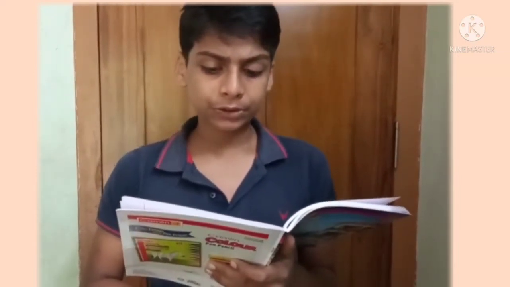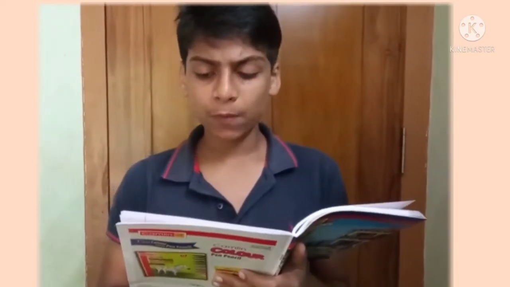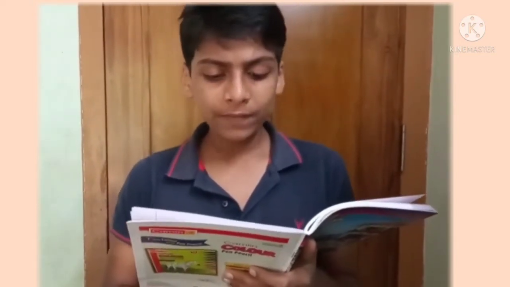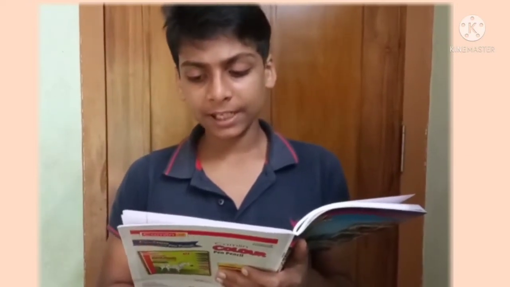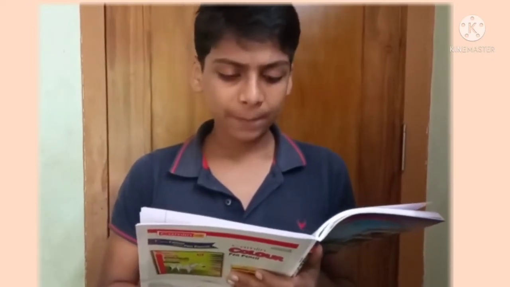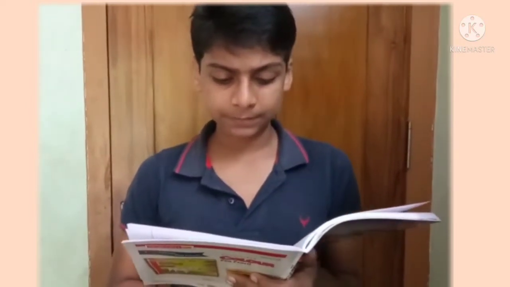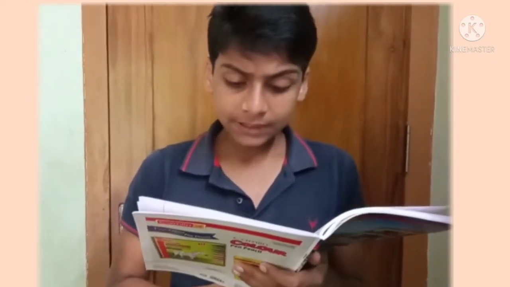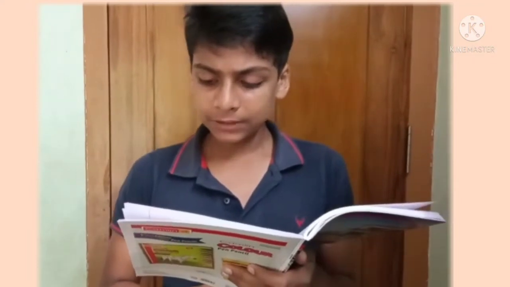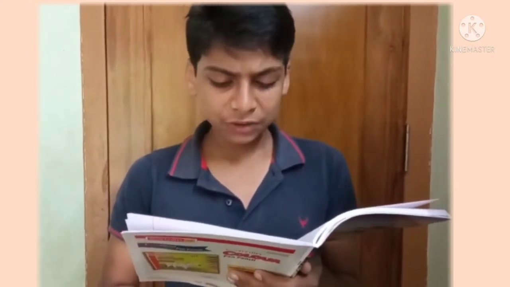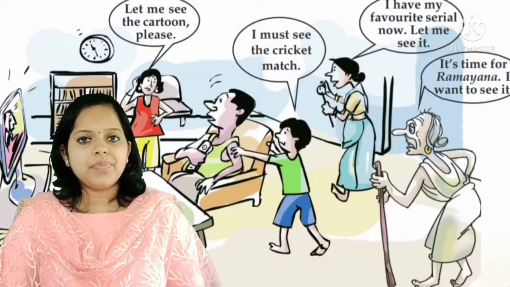In this cartoon, we can see so many characters who are busy in watching TV, but all of them want to watch different TV shows. Grandmother likes to watch Ramayana. The boy might want to watch the cricket match. All the family members do not have the same taste in watching the TV programs. The television is one of the miracles of science. It is not an idiot box, but a magic carpet.